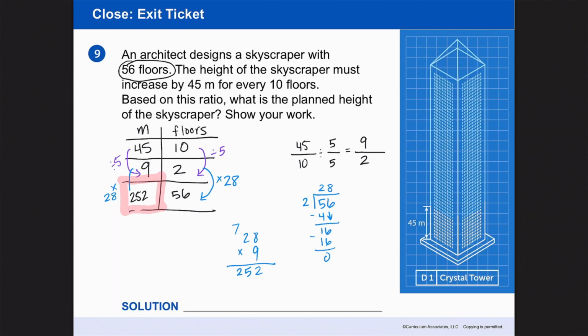Okay, so again, what we're going to do for the second half of this lesson is we are going to try and find a friendly equivalent ratio, and then we can find the missing piece by making another equivalent ratio.